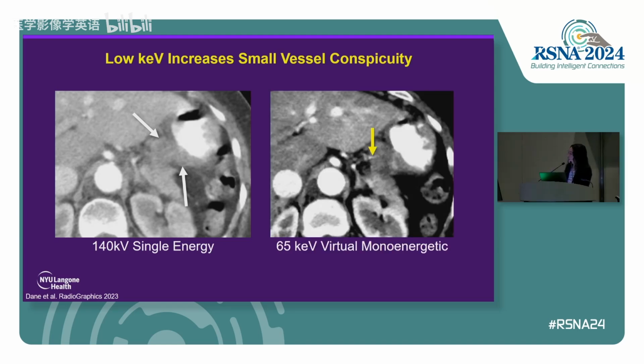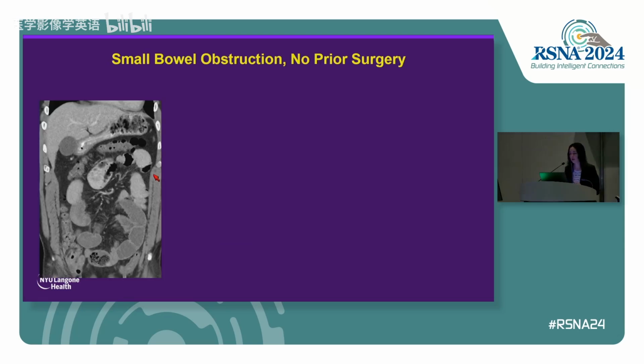So here's a low keV image from the same location where you can see the yellow arrow is pointing to this tiny vessel arising from the left gastric artery, which allowed this to be localized as a gastric adenocarcinoma. And you can't see that small vessel on the conventional CT image. So these low keV images can be used to increase small vessel conspicuity.